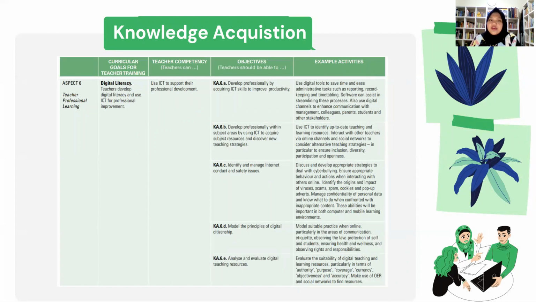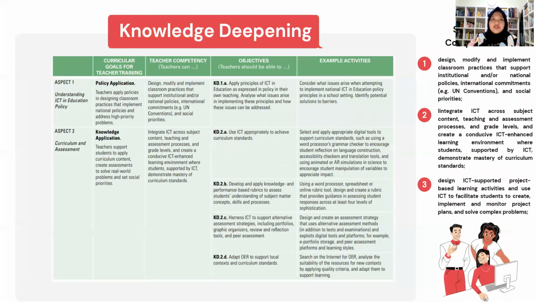The next objective will be to analyze and evaluate digital teaching resources, by evaluating the suitability of digital teaching and learning resources, particularly in terms of authority, purpose, coverage, currency, objectiveness, and accuracy, and make use of OER and social networks to find resources. Now, we move on to the second level, which is knowledge deepening.